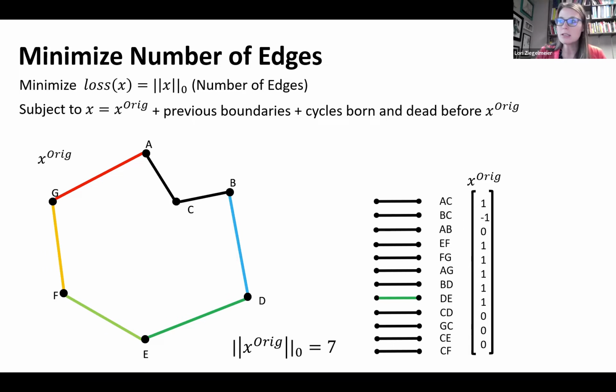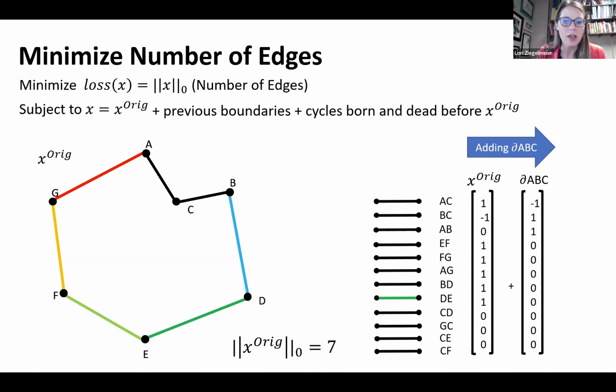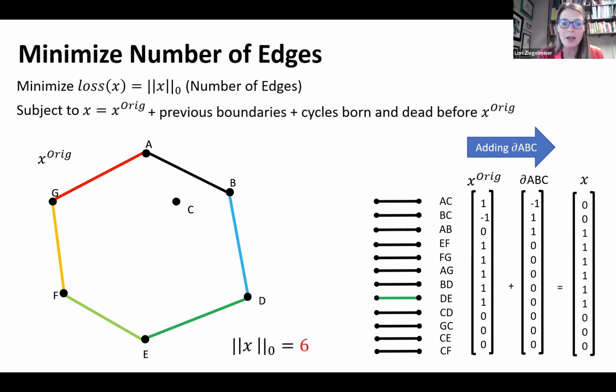So the idea is we can take this cycle representative and we can add some boundaries or cycles that are born and die before X original. And if we, for instance, add the boundary of ABC here, then we can get a new cycle representative. And we see that we went from 7 edges down to 6.